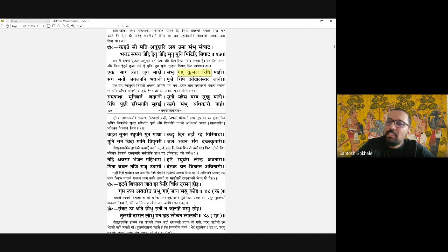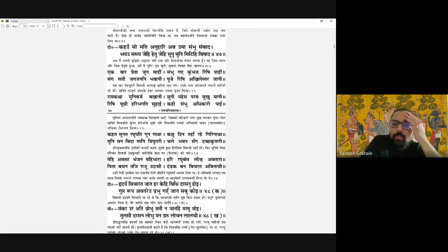So Sambhu gaye Kumbhaja Rishi Pahi, Sangasati Jagajanani Bhavani, which Shivji was of course his better half or second half, Sati, his wife in that yuga, Sati, Jagajanani, who was the giver of birth to the whole world, none other than Bhavani herself, in the form of Sati. Puje Rishi Akhileswara Jani, and Shivji is doing puja to Agastya. So Shivji is going and worshipping Agastya Rishi in Treta Yuga. Meaning the Agastya of Treta Yuga, he was so powerful that even Shivji, out of respect, bowed down to him, offered puja to him.